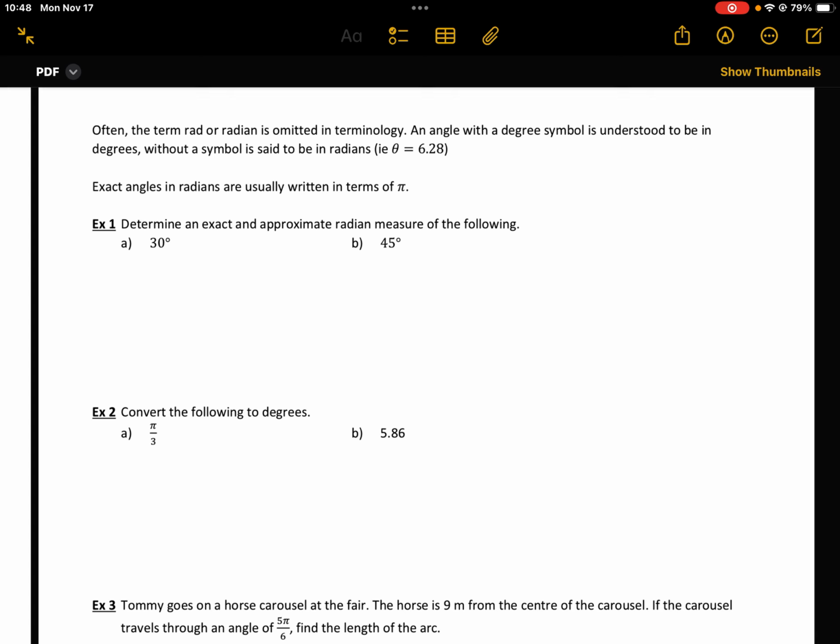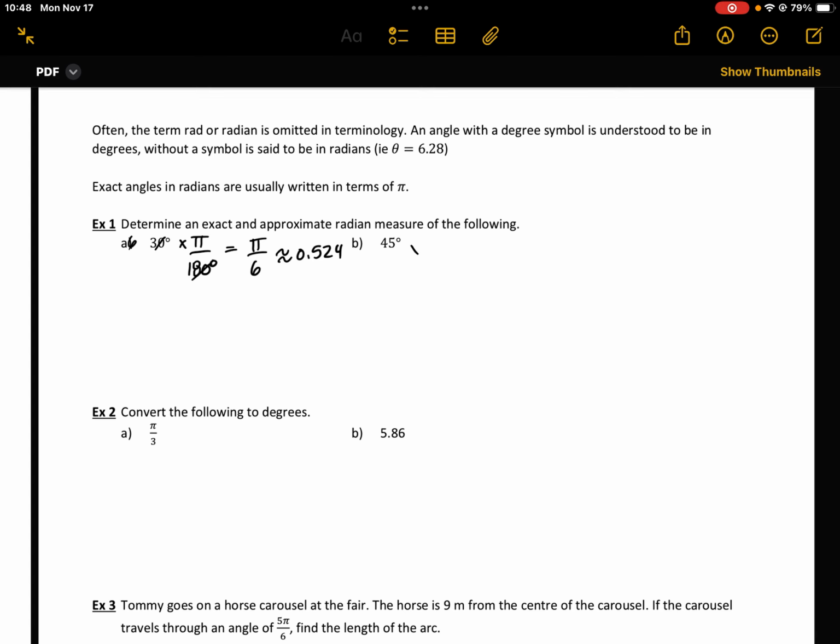So this is in degrees. So to change from degrees to radians, we're going to multiply by pi over 180. Reducing, this is going to leave me with pi over 6, which is approximately 0.524 radians.